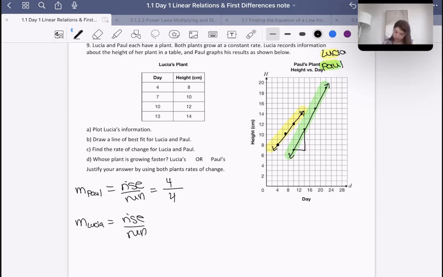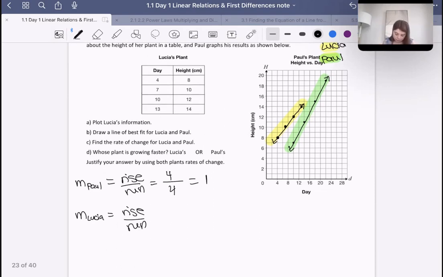Doesn't look like 1-to-1, but you know what? It's because the scales are different. That's why. That makes sense. So therefore, the slope for Paul is 1. So that actually is correct, even though it doesn't look like it, just because of the way the x and the y axis are scaled in this example. For Lucia, let's see. Well, it goes over, the run is 3, right? We go up 3 days each time, and then it goes up 2 in height, so it's 2/3, right?